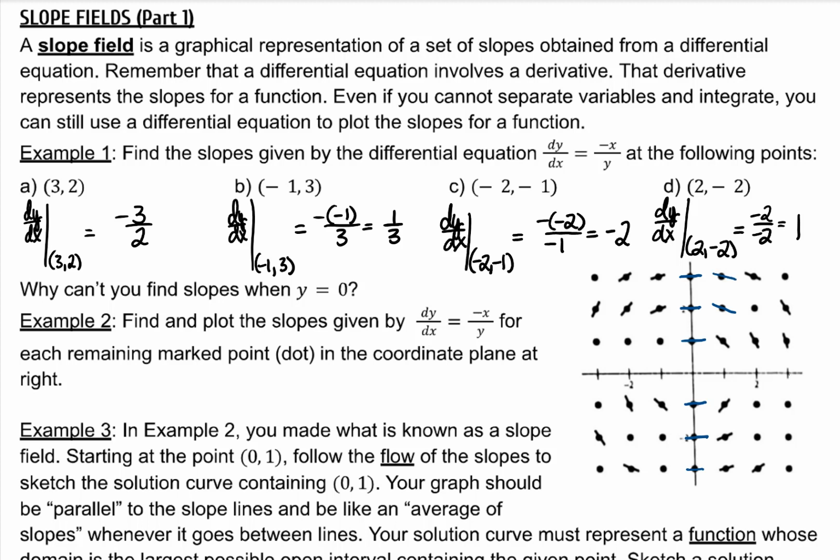The slope at 2, 2 is negative 1. The slope at 3, 3 will also be negative 1. The slope at 2, negative 1 is going to be positive 2. At 2, negative 2, it's going to be positive 1. At 3, negative 3, it's going to be positive 1. Go ahead and fill in the rest of the slopes yourself.